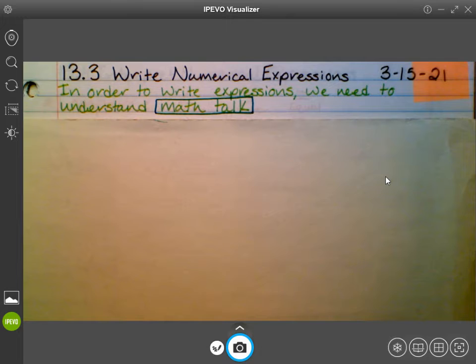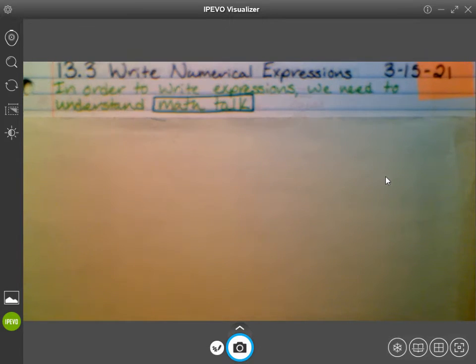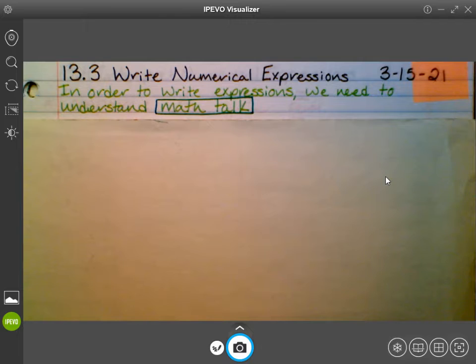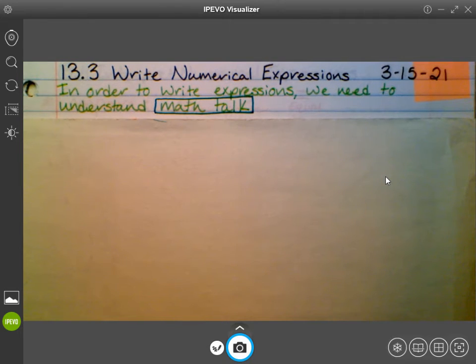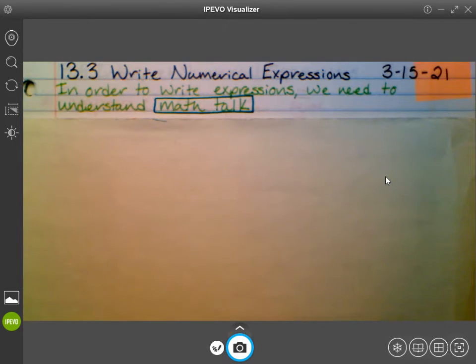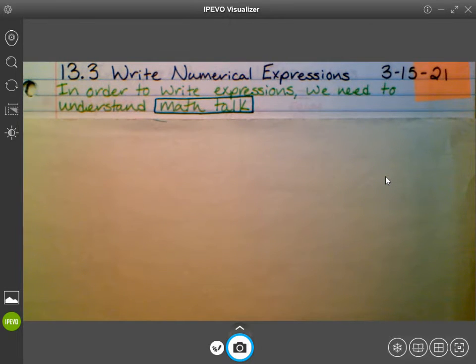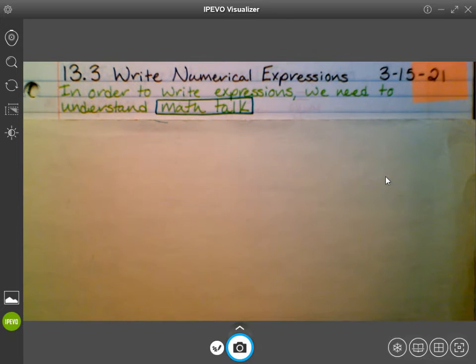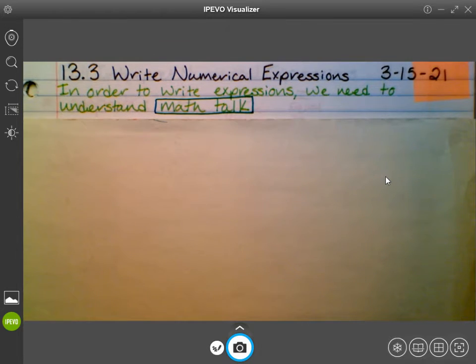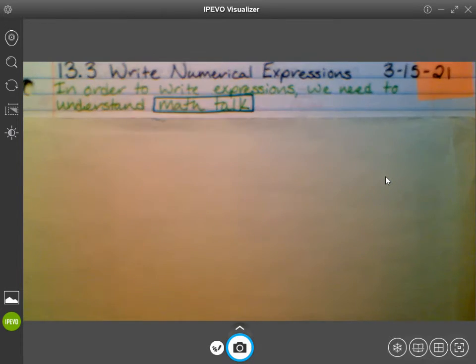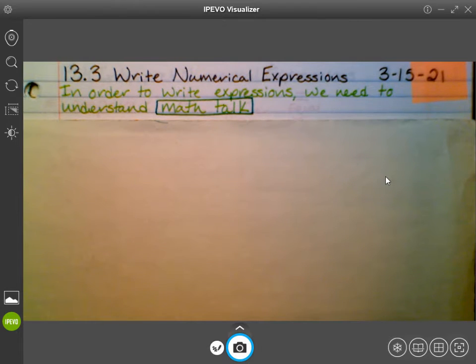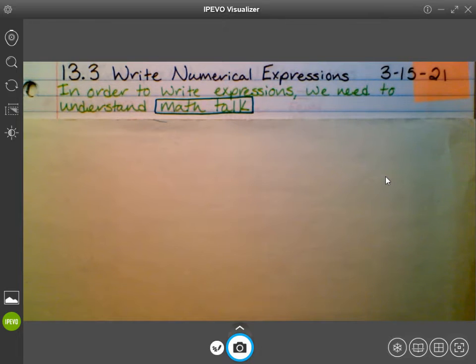I like to think of writing numerical expressions kind of as writing in code or translating a sentence into a math language. It's one of my favorite things to do because sometimes you'll come across a phrase and think, okay, what operation am I supposed to use based on those couple words that they just used? And so you're kind of having to translate a sentence into numbers and operation symbols. I really enjoy doing this, and I hope you guys do too. It's kind of fun.